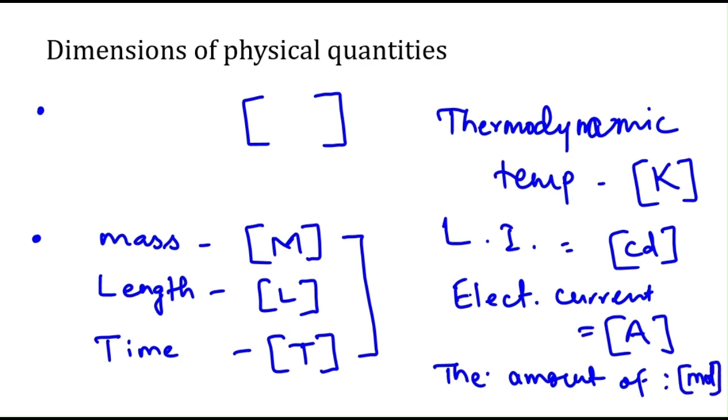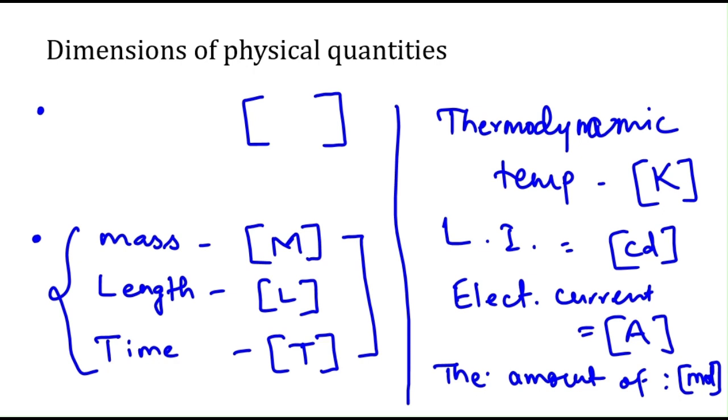So in mechanics, we are going to use these three fundamental physical quantities mostly to express all other quantities. But we can use the other quantities also as and when needed.